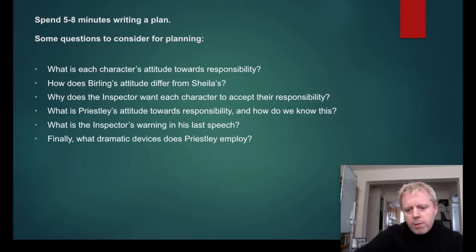Go and have a little go. If you've got access to the PDF download, then do print it off and make a few notes around each one of these questions. A good little revision task for you anyway, to test your knowledge of the play. I'll explore these in a lot more detail in a few minutes.